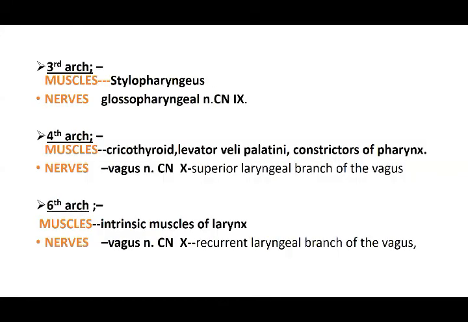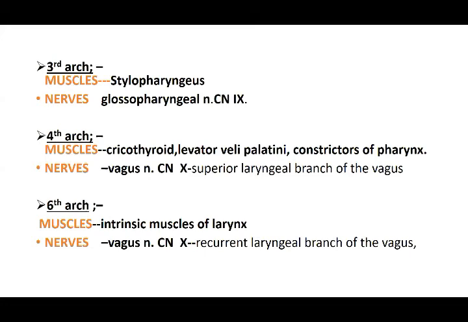The muscle of the third arch is just one, the stylopharyngeus. As the name tells you, it is related to the pharynx, and it is supplied by the glossopharyngeal nerve, which supplies the tongue plus your pharynx. That is the ninth cranial nerve, the glossopharyngeal. So the stylopharyngeus originates from the third arch, and the nerve of the third arch is the glossopharyngeal nerve.